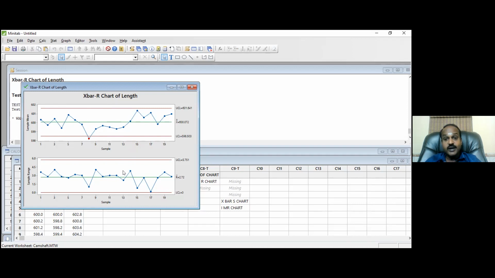To read the R chart first. Do you see all the points in your R chart inside the control limit? Yes, sir. That means the range is under control.